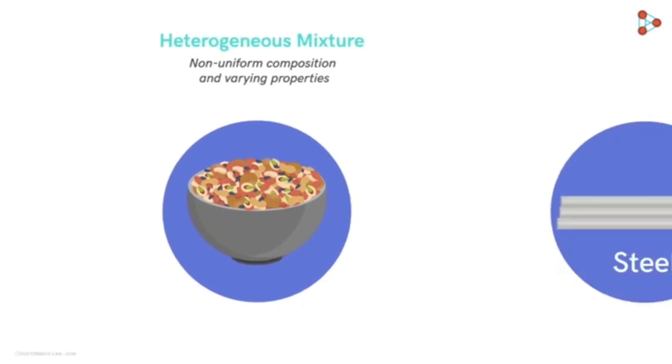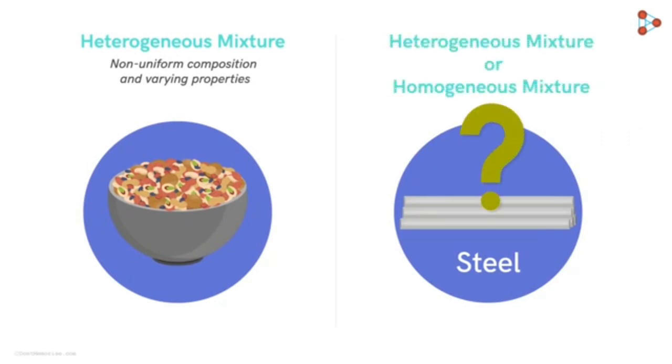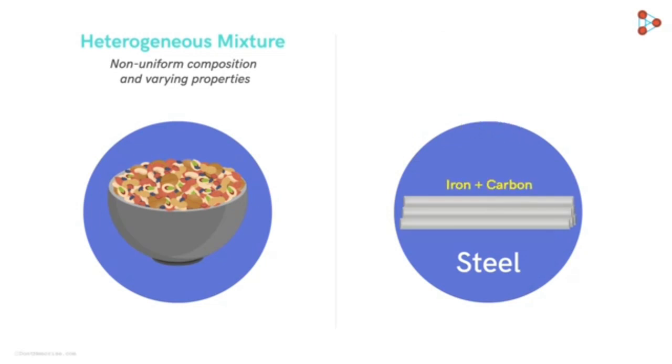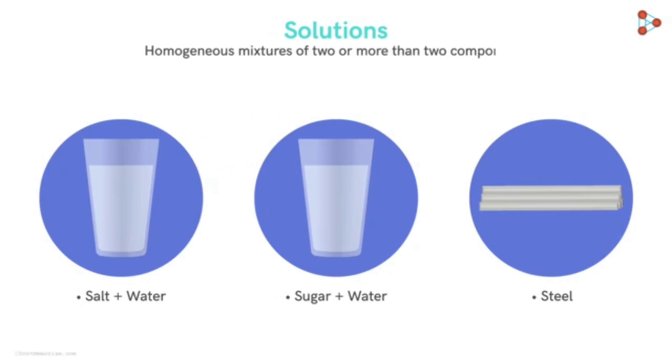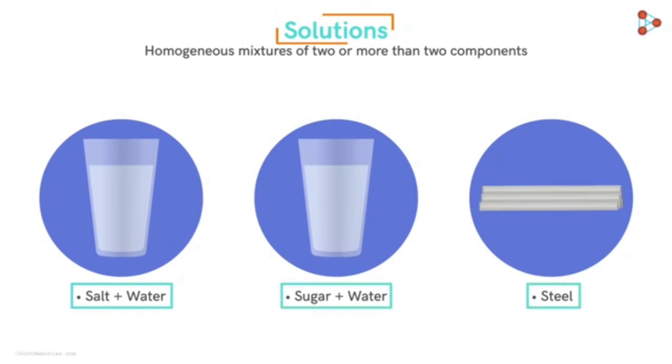Can you tell me if a block of steel is a heterogeneous or a homogeneous mixture? Steel is a mixture of mainly iron and carbon along with some other elements. But these different components are not visible to our naked eyes. And its composition looks uniform throughout the mixture. So, it's a homogeneous mixture. Now, these types of homogeneous mixtures are called solutions. That is, a solution is a homogeneous mixture of 2 or more components. So, here the mixture of salt and water, the mixture of sugar and water, and steel are all solutions.